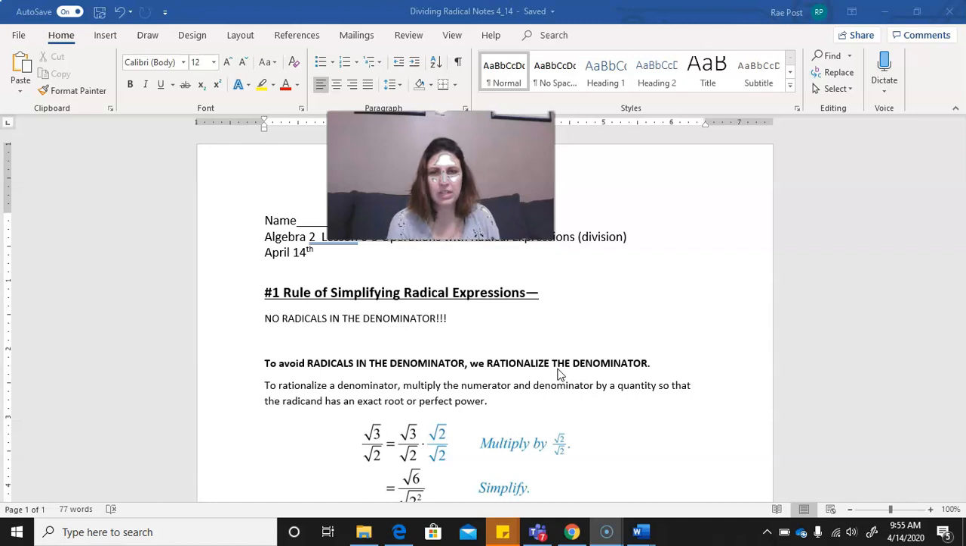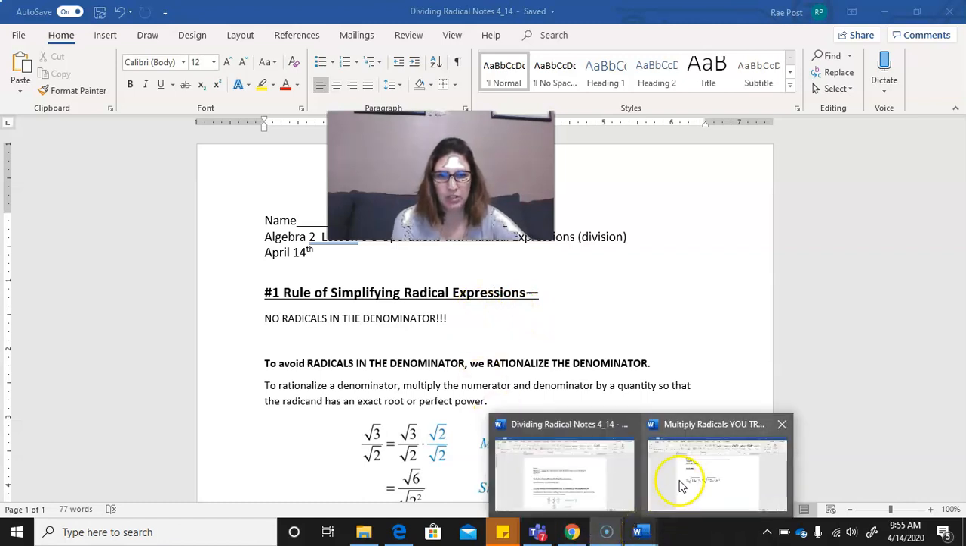Today is Tuesday, April 14th, and we're going to continue our work on simplifying radical expressions. We're going to work on operations with division. So yesterday we worked on multiplication. I'm going to go over yesterday's problem real quick, and then I'm going to show you how to work on them whenever we are dividing. So let me go over to yesterday's problem.